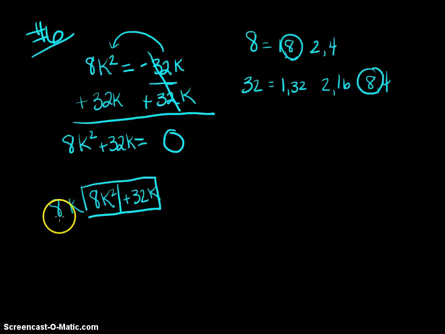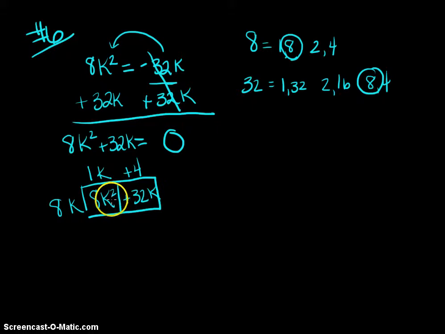Then you ask yourself, 8 times what gives me 8? Well, that's 1. And k times what gives me k squared? That's k. K times k is k squared. Then you do the same thing for this term over here. 8 times what gives you 32? That's 4. And 8k times 4 gives me 32k.